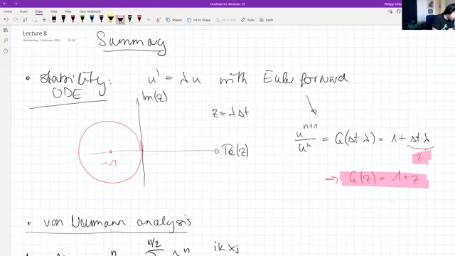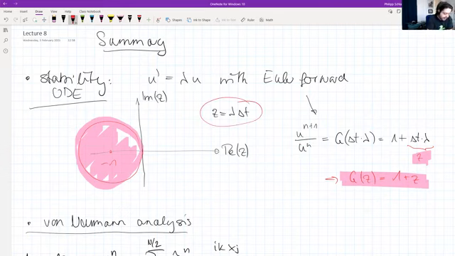And then we realized that the region where this is fulfilled, so where the absolute value of G is below 1, lies inside a unit circle located at minus 1, in the complex Z space. So that means if I want to do an integration that is stable, I need to choose my lambda times delta t in such a way that it lies somewhere inside this circle. If it's outside, then my integration will be unstable.